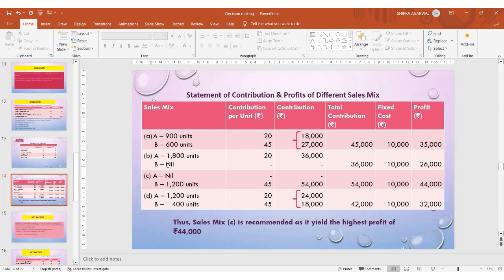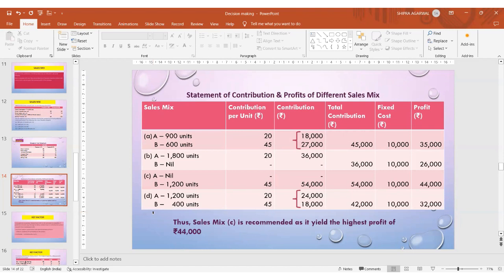Similarly, I solve it for the second option, but in this case the number of units of product B is nil. So I have only units of product A, 1800 units, and the contribution for A is 20. So the total contribution will be 1800 into 20, that is 36,000. Minus fixed cost of 10,000, that gives me a profit of 26,000. In option C, you can see that I have only units of B. Units of A are nil, so the contribution of A is taken as nil because units are not there. For B, the contribution per unit is 45, so that will be 1200 into 45. The total contribution comes out to 54,000 minus the fixed cost of 10,000. Profit will be 44,000.